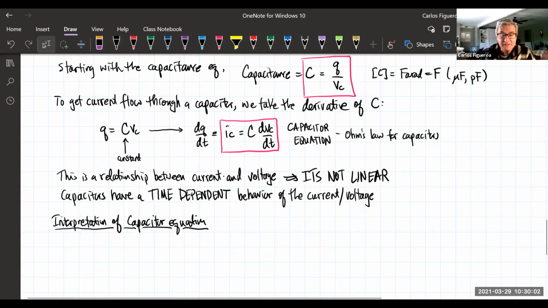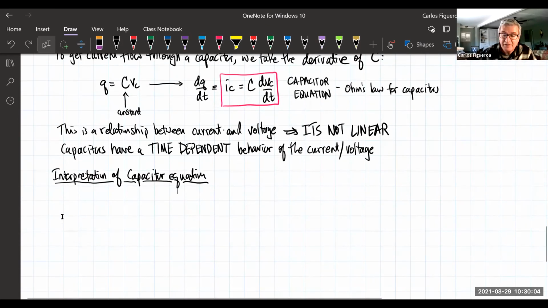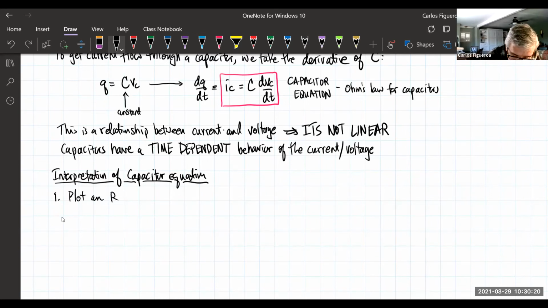And the first thing that you see here is that if you do this, we know for starters that we have an RC behavior. So if I plot an RC circuit, what you're going to find here is that it looks something like this. I'm going to have a curve.